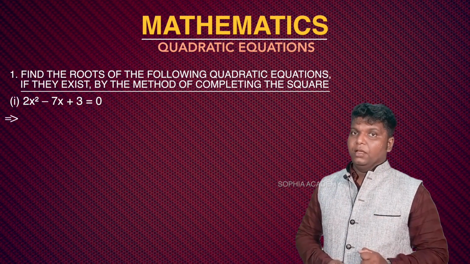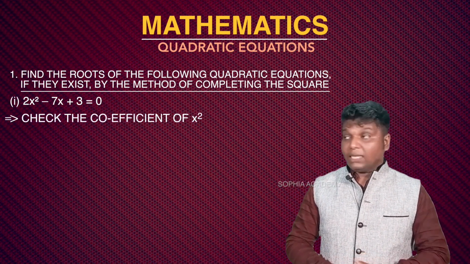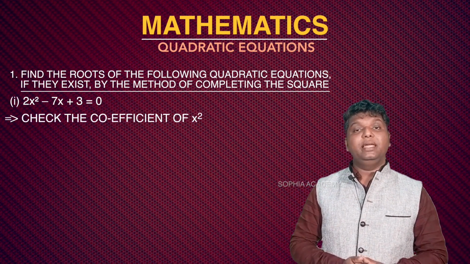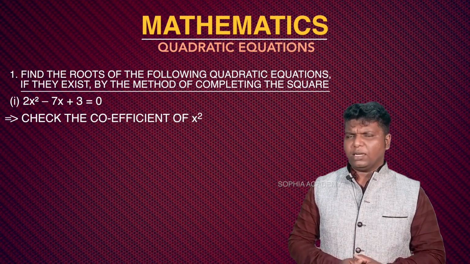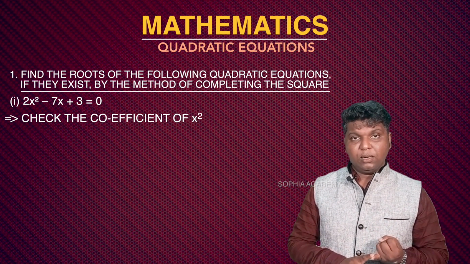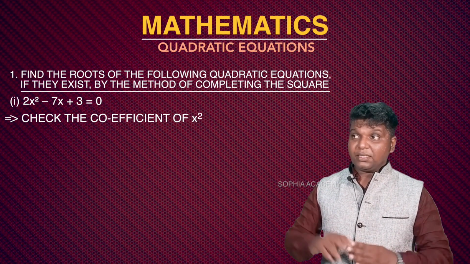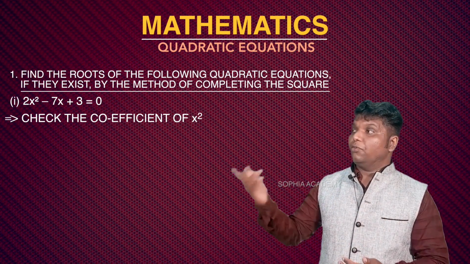Step number 1. The first thing you have to do is check the coefficient of x square, and the coefficient of x square should be a perfect square number. What are perfect square numbers? 1 is a perfect square number. The next perfect square number is 4, the next one is 9, the next one is 16. That means the square of any number. The square of 1 is 1.